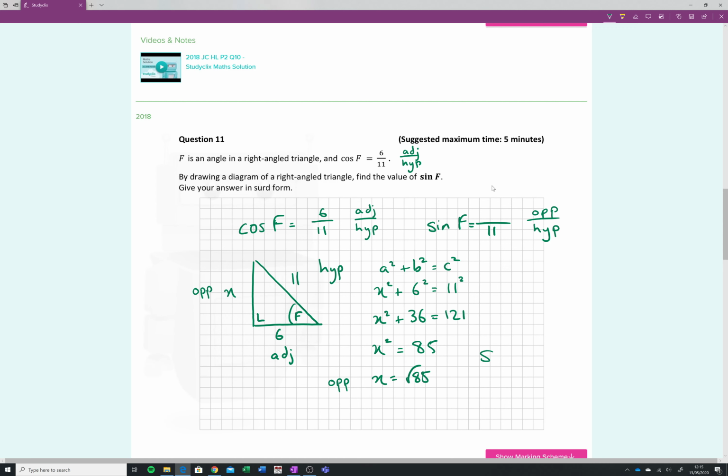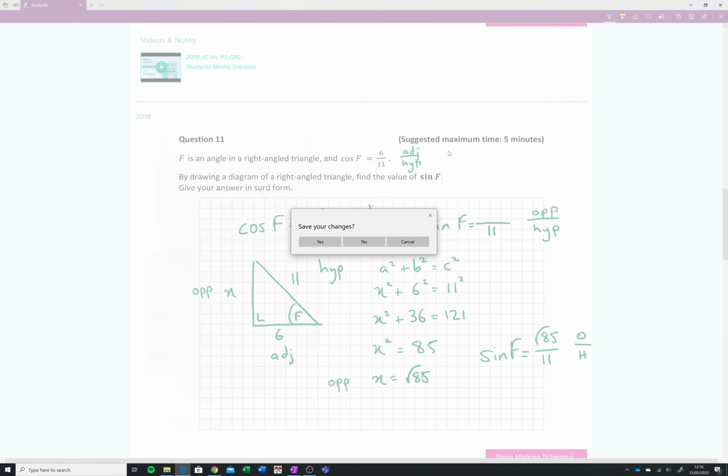So we can now answer the question, what's sine f? It's equal to opposite over the hypotenuse. Well, the opposite is root 85, and the hypotenuse is 11. That's a very nice one. I really like that question. It's an important one to be able to do. So I would say, yeah, big thumbs up on being able to do that one.